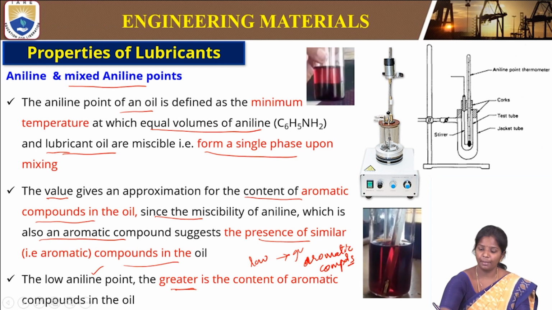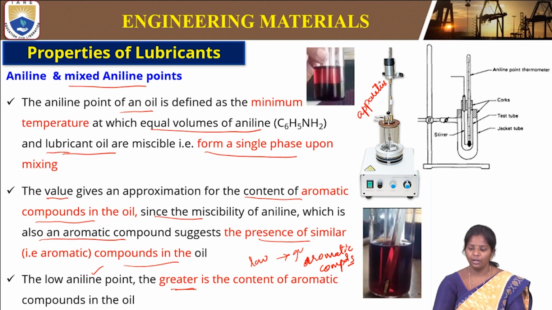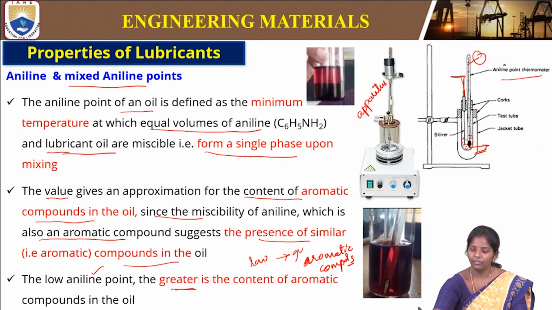For example, this is the apparatus we use, the aniline point apparatus, where we have a jacket tube. This is the jacket tube and the test tube, which is kept inside, holding it vertically. Then we take the oil, or the lubricant oil, inside this test tube. This is the stirrer that is kept, and a provision for a thermometer. This is the thermometer where we check the temperature.